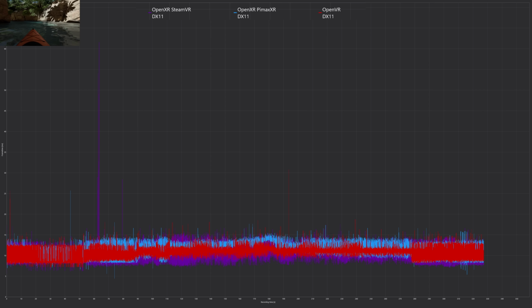OVR and PimaxXR kind of trade blows in that sometimes the frame pacing is better in some areas while it is worse in others. But there's not a whole lot of unusual things, so no need to spend a lot of time on the chart here. Just use OVR for Kayak.